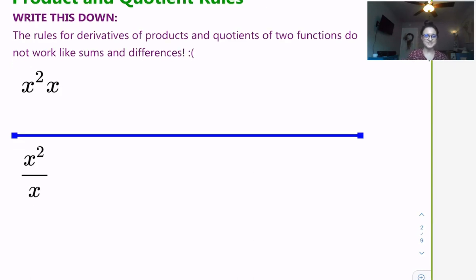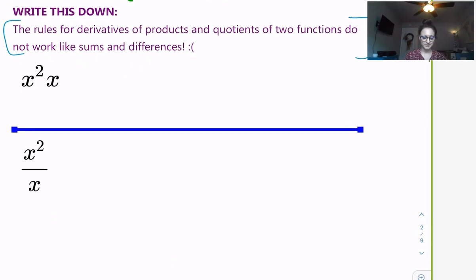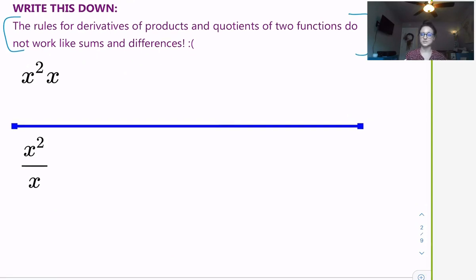Will you please write this down, that the rules for derivatives of products and quotients of two functions do not work like sums and differences, okay? So go ahead and write that down as well as the two expressions I have on my screen. Okay, so what do I mean by this?